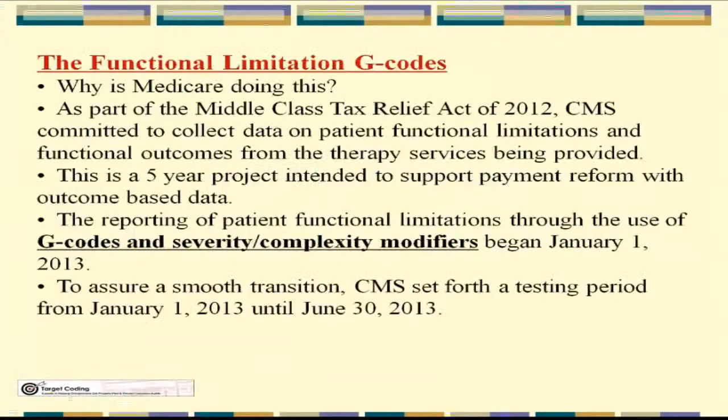So, the functional limitation G codes. Why is Medicare doing this? This is a Medicare requirement. As part of the Middle Class Tax Relief Act of 2012, CMS committed to collect data on patient functional limitations. So this is a 5-year project: the reporting of functional limitations through the use of G codes. Now this began January 1st, 2013. So there was a testing period of January 1st, 2013 through June 30th of 2013.